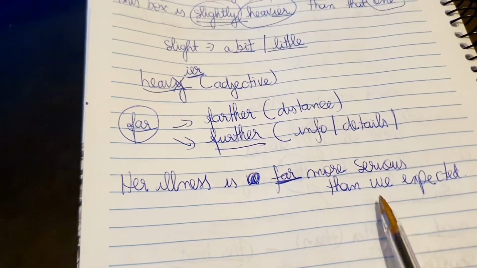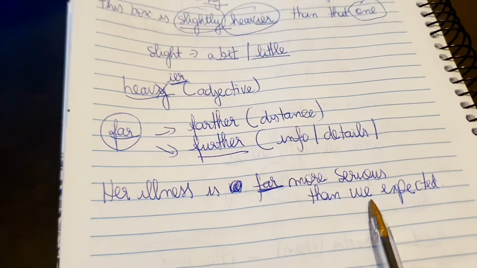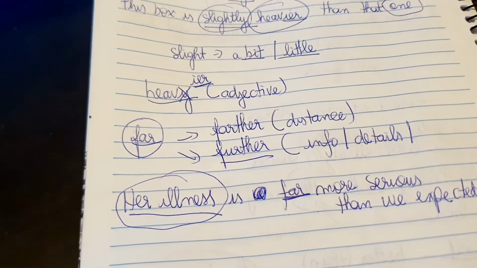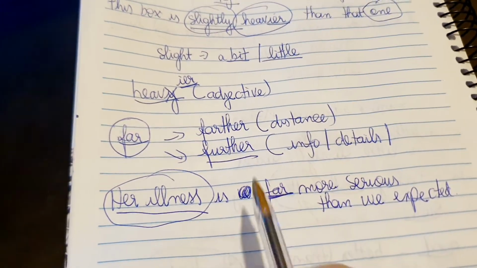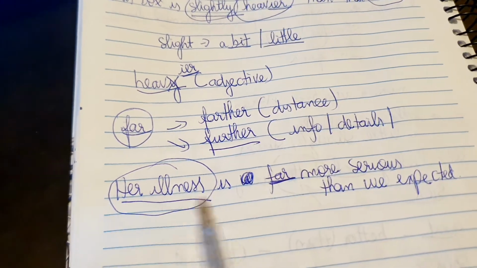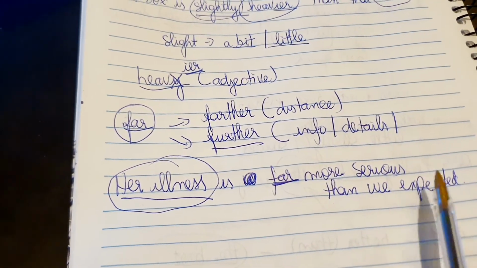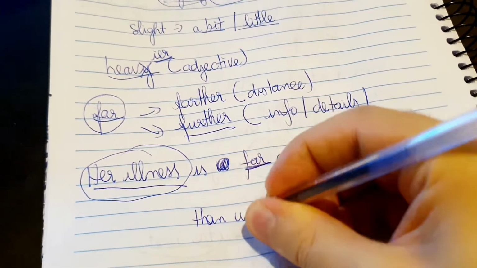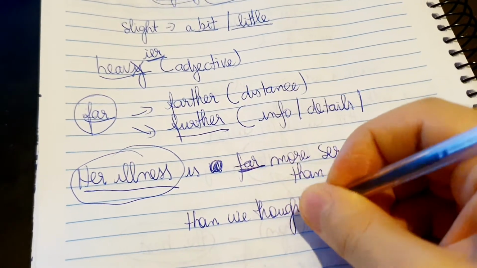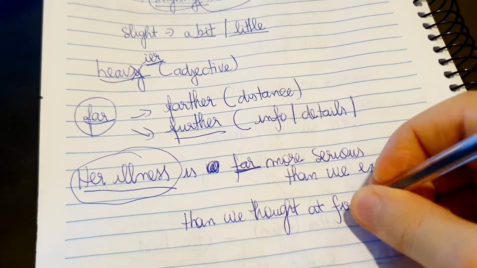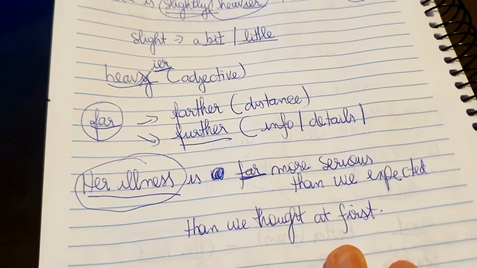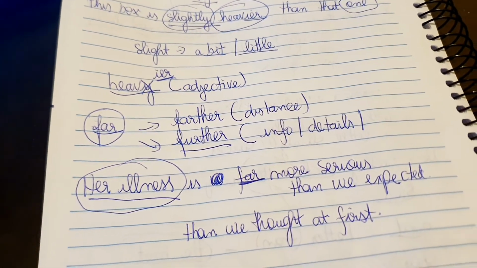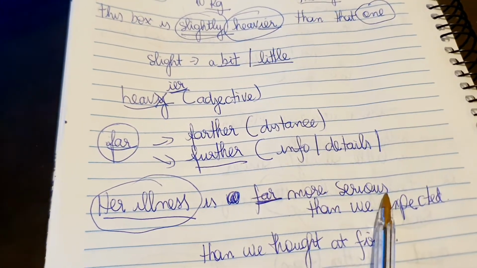So here we are seeing an example, her illness, right? Because, for example, she's sick, she has an illness, and we realize that her illness is far more serious than we thought at first. At first, we thought that her illness was not so serious, but when we talked to the doctor, we realized that her illness was far more serious.